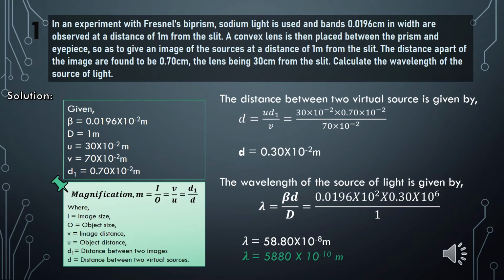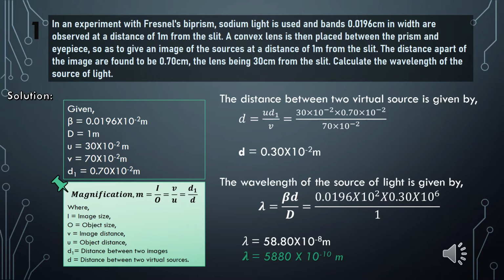We know that magnification M is equal to image size by object size, which is equal to image distance by object distance, which is equal to D1 by D. To determine small d, the distance between the two virtual sources, d is equal to u into d1 by v, that is equal to 30 into 10 raised to minus 2 into 0.7 into 10 raised to minus 2 divided by 70 into 10 raised to minus 2, which is equal to 0.3 into 10 raised to minus 2 meter.